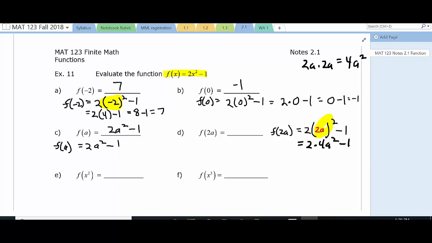2 times 4, all you've got to do is 2 times 4, so what do you get? 8. A to the second minus 1, right? Okay, so just working out the algebra on that. So that's 8a squared minus 1. You plug in and then you calculate.